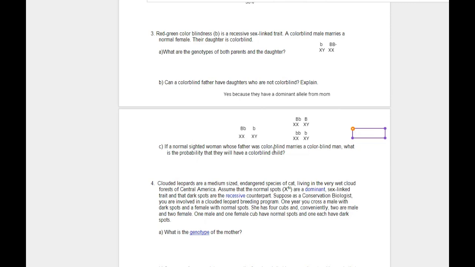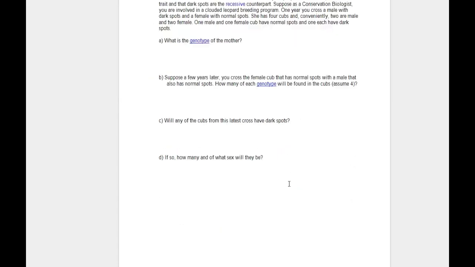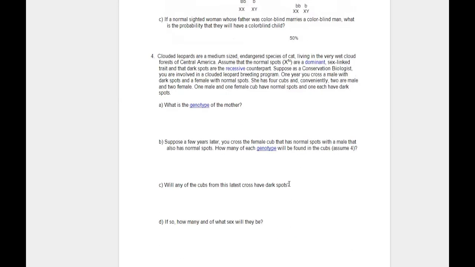All right, going on to this one. If a normal-sighted woman, oh, we just did this. What is the probability that they will have a colorblind child? Well, this one's colorblind, the bottom left one, and the bottom right one is. So the answer is 50% in this case, right? Out of the children, because it says child, not males, not females, 50%. All right, let's go on to our last question.